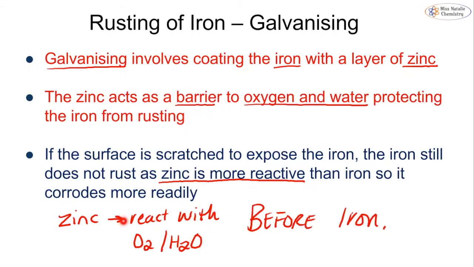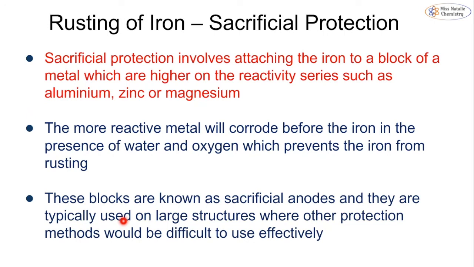So because the zinc is more reactive, it is basically taking the place of the iron in terms of the corrosion that's happening. So the iron doesn't rust, but the zinc will corrode. So it's sacrificing itself. And we call this process galvanizing. Galvanizing is an example of sacrificial protection, and it involves attaching the iron to a block of a metal which is higher on the reactivity series. And typically we'll use either aluminium, zinc, or magnesium.